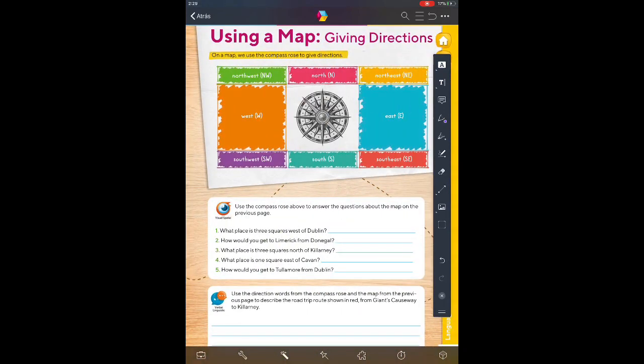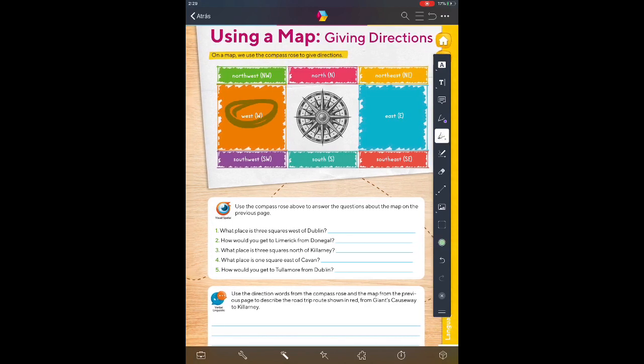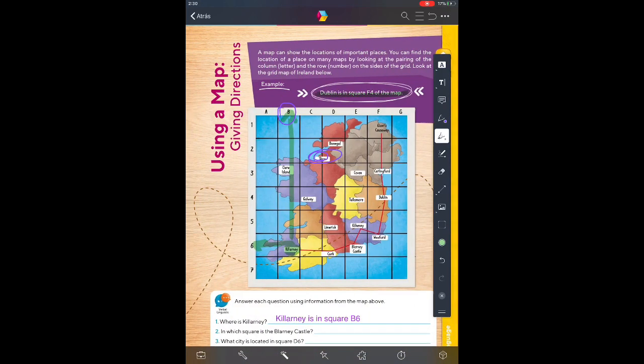So it says, number 1, what place is 3 squares west of Dublin? Okay, so let me tell you. What place is 3 squares west? We see that west is here on the left. Is 3 squares west of Dublin. So we go back to the map and we find Dublin. Where is Dublin? Here. Okay, so we found it.